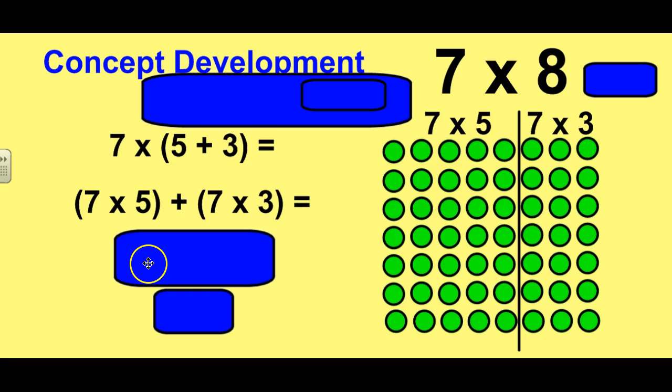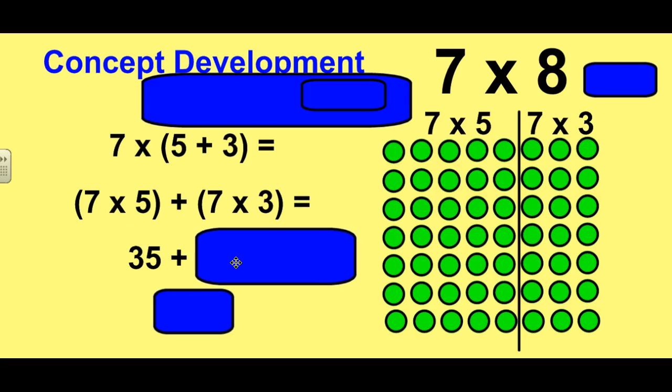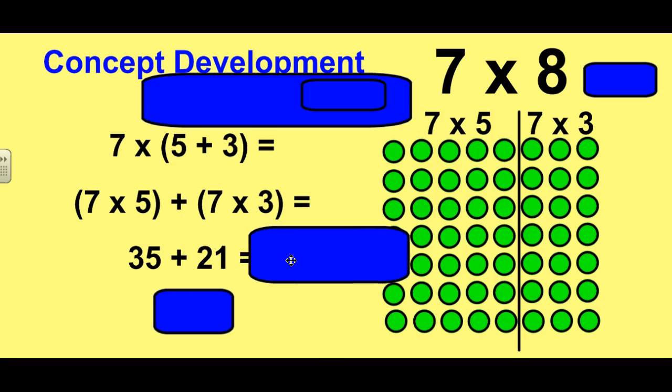I know that 7 times 5 gave me 35, and I know that 7 times 3 gives me 21. And I know when I add 35 and 21 together, I'm going to get 56. So the answer to 7 times 8 is 56.